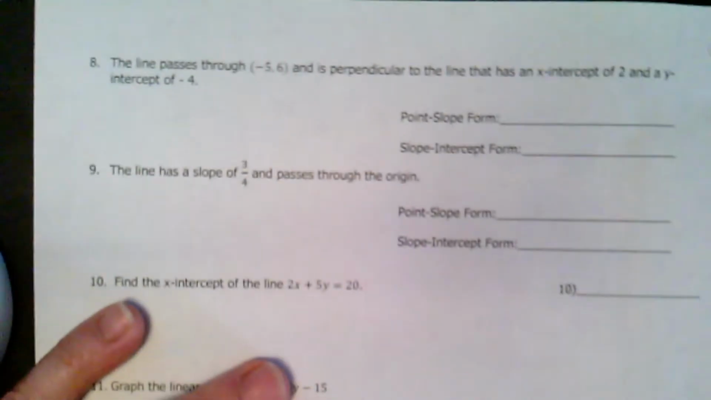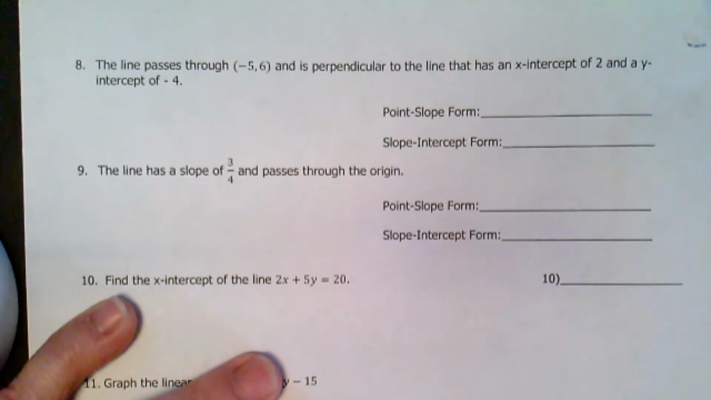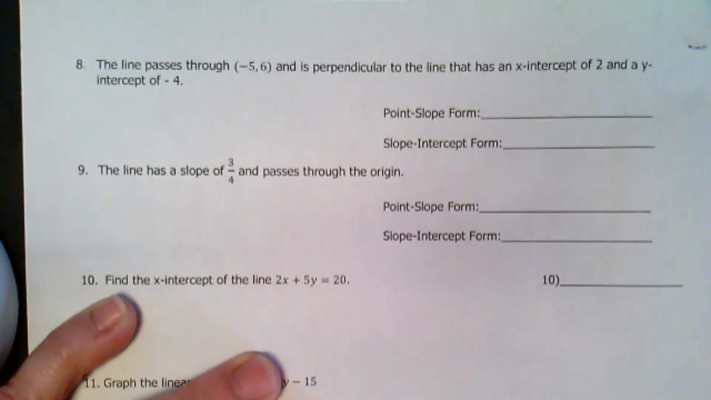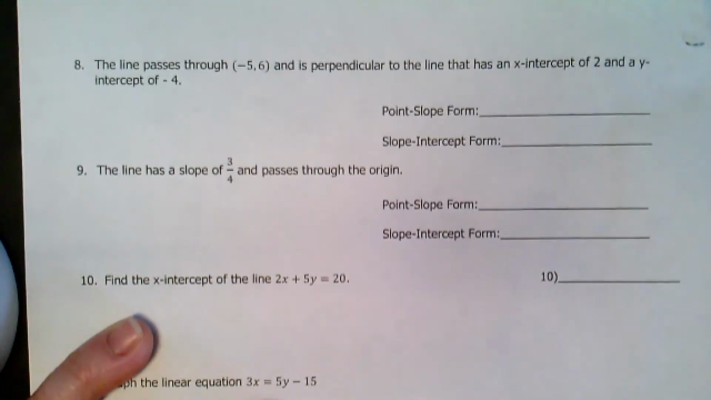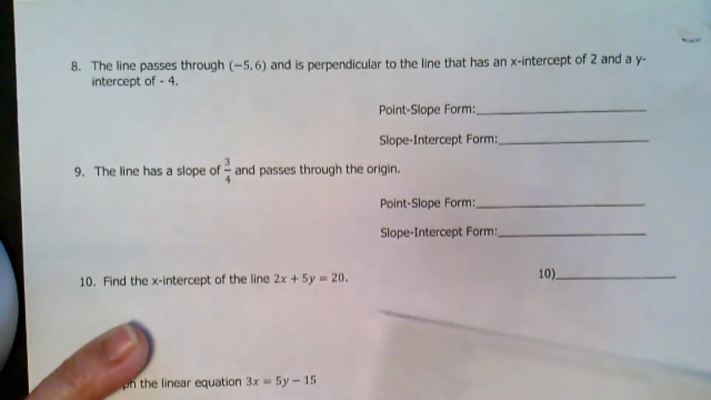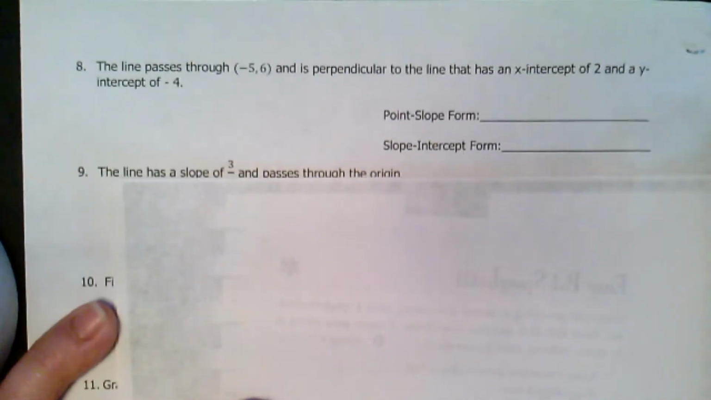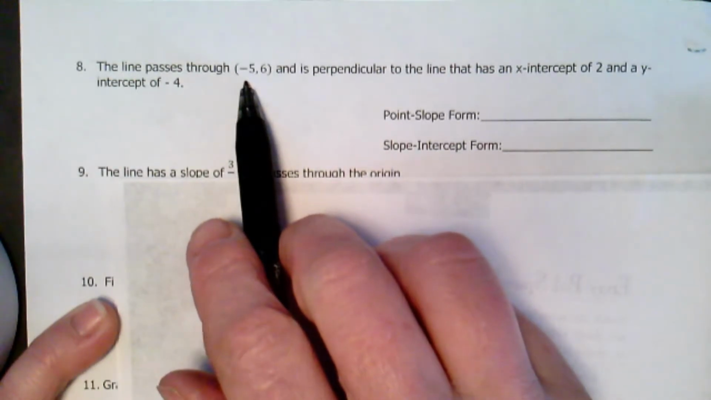Alright, number 8. Number 8, the line passes through -5 and 6 and is perpendicular to the line that has an x-intercept of 2 and a y-intercept of -4. Alright, so this one's a little bit tougher. Makes you think a little bit harder. But we got our point, so we need our slope.